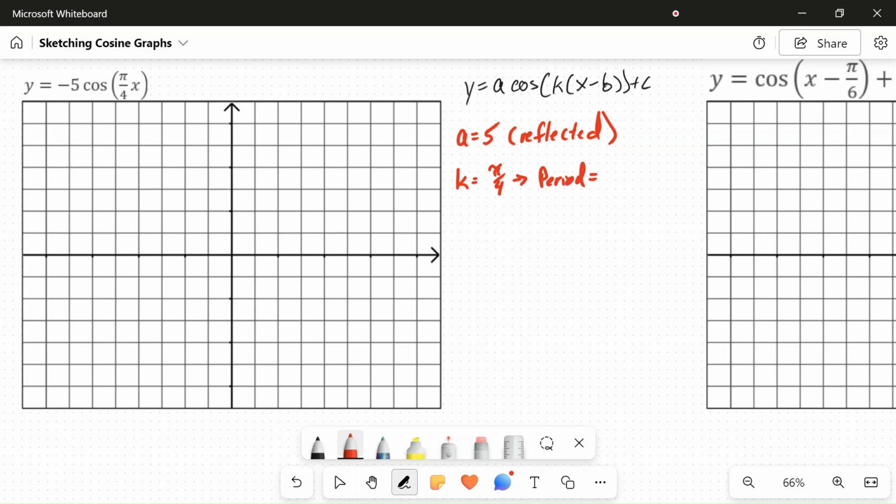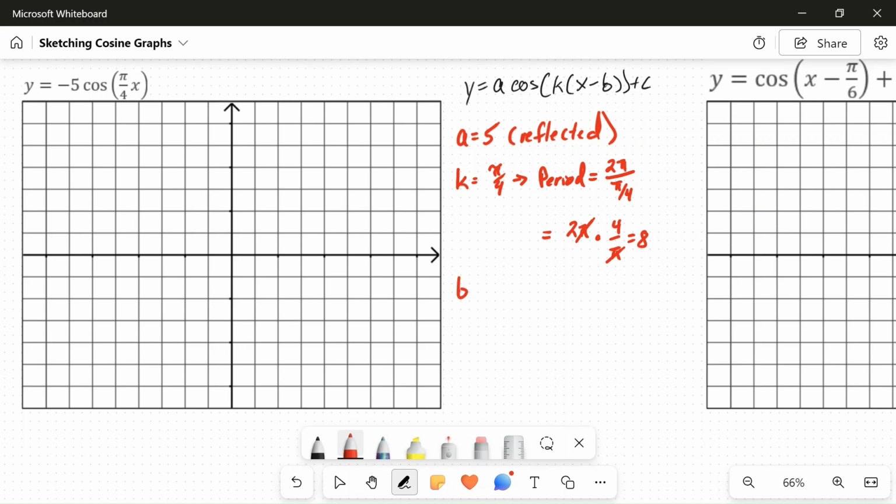My period is going to be 2 pi divided by k. So divided by pi over 4. And if we simplify that, we're going to have 2 pi times, do the reciprocal, so 4 over pi. The pi's are going to cancel out. 2 times 4 is 8. So this period, instead of having a length of 2 pi, it's actually going to have a length of 8. So it's how long my graph is going to be. It's how wide that box that we're going to draw is going to be.